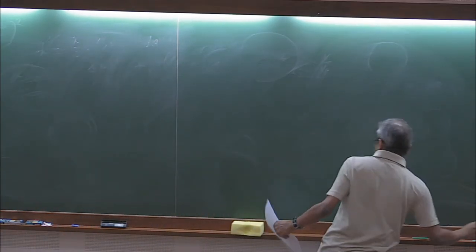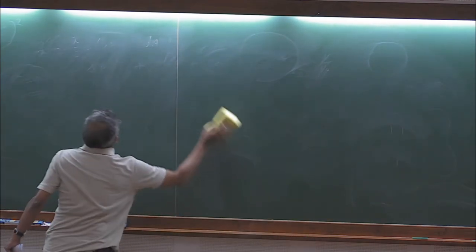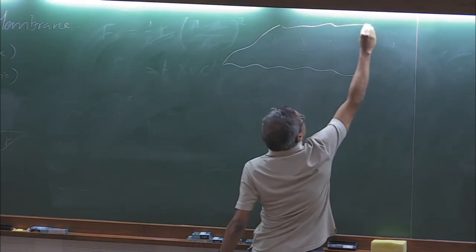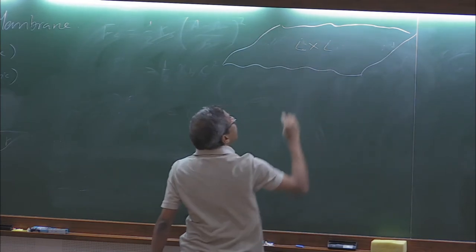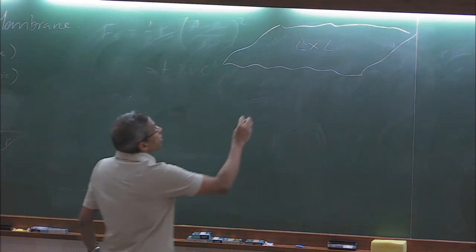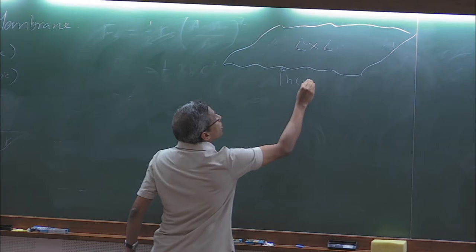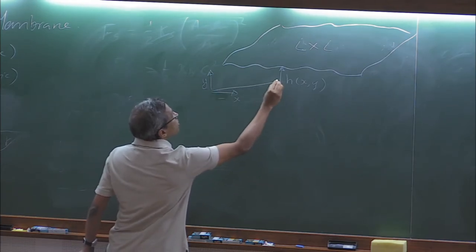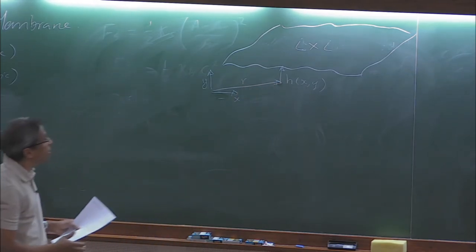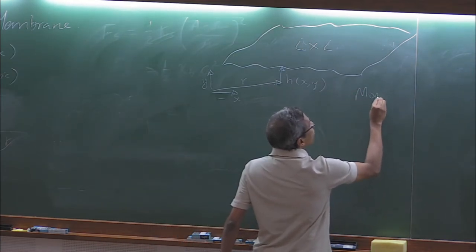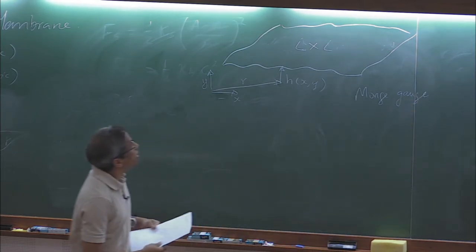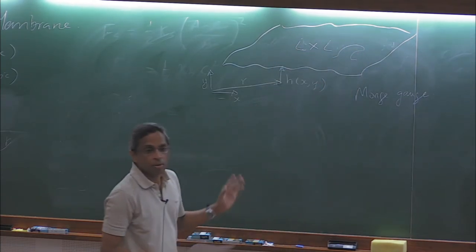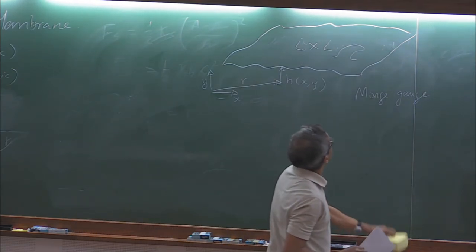Now we come to fluctuations of these membranes. Let's consider a sheet of this membrane of size L by L. Now I can parameterize the fluctuation of this sheet by some height function. So this is the Monge gauge. This works for us because we are only considering small fluctuations and we are not considering things like overhangs. If you have overhangs, for example, regions where the membrane is bending over like that, then this is not a good parameterization. But for small fluctuations, this will work.